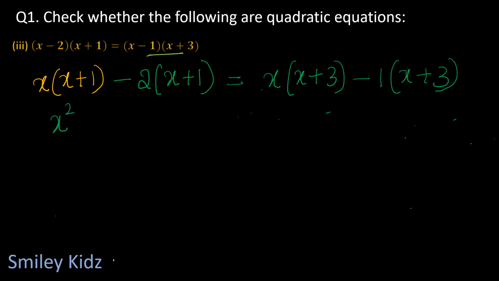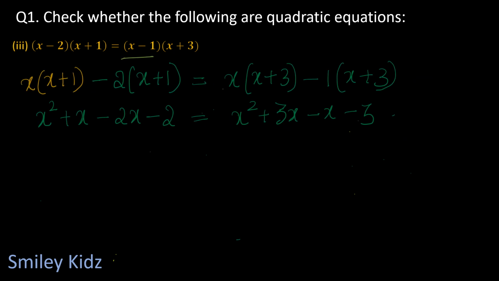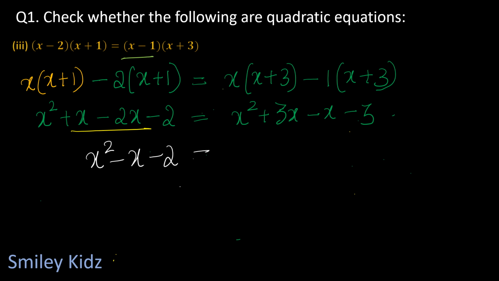Now this is going to result in x square plus x minus 2x minus 2 equals x square plus 3x minus x minus 3. Now we're going to further simplify this. Plus x minus 2x will give you minus x. So x square minus x minus 2 equals, here you have plus 3x minus x, which is plus 2x, isn't it? So x square plus 2x minus 3.